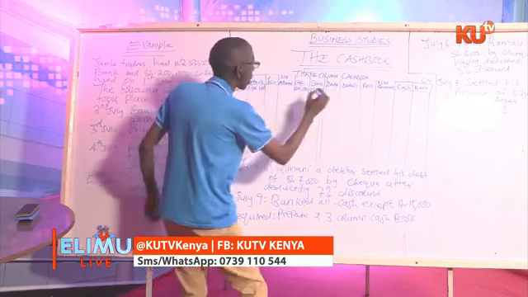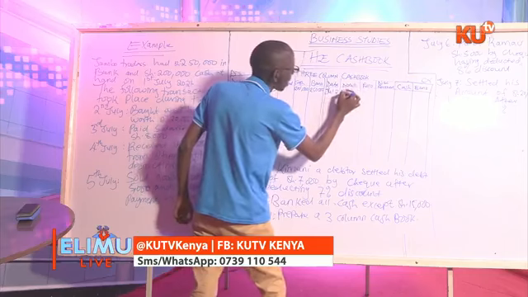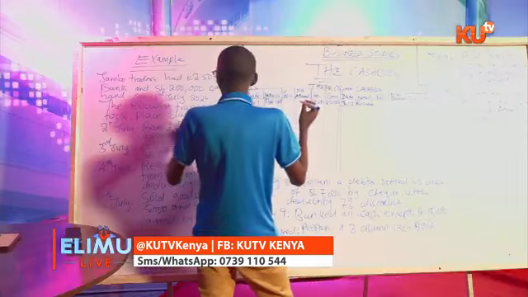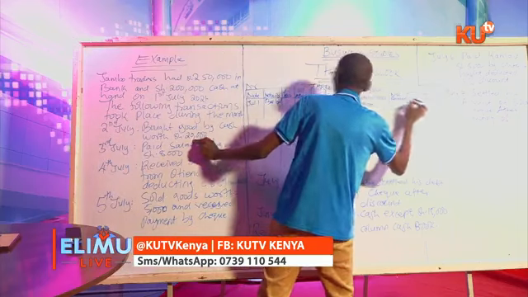So we'll come and say July 2, details will be purchases. He bought goods. Purchases by cash. How much? 20,000 on the cash column.